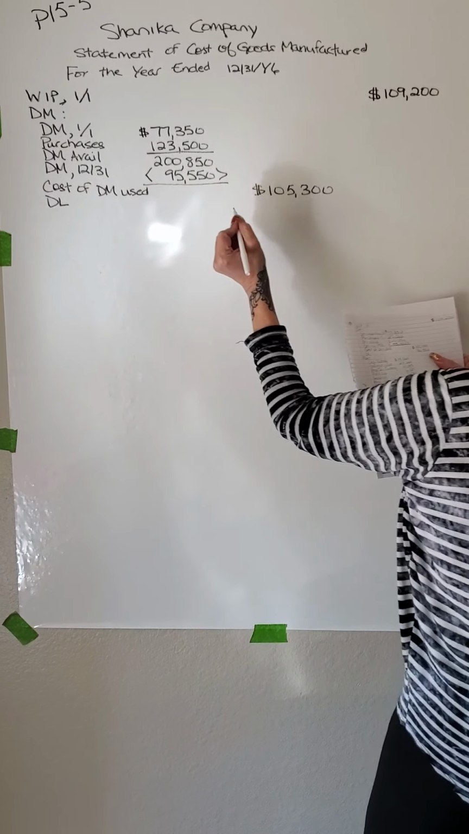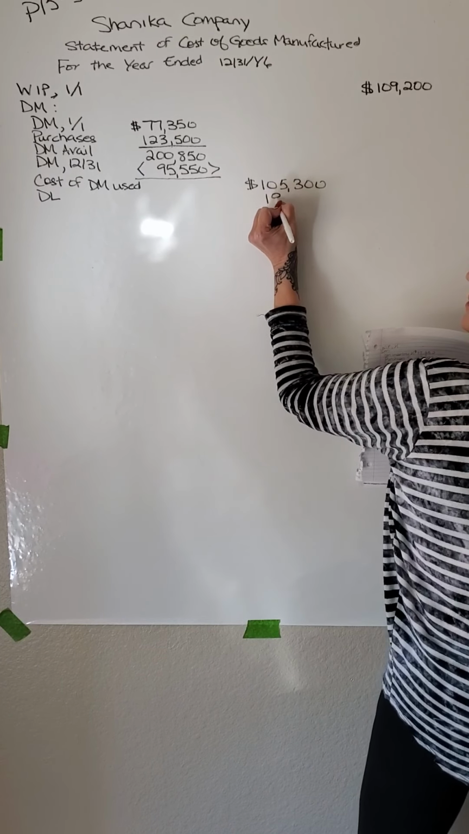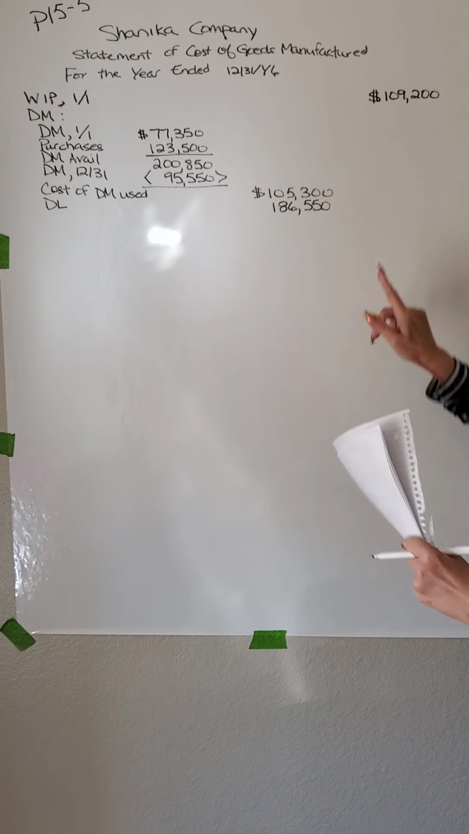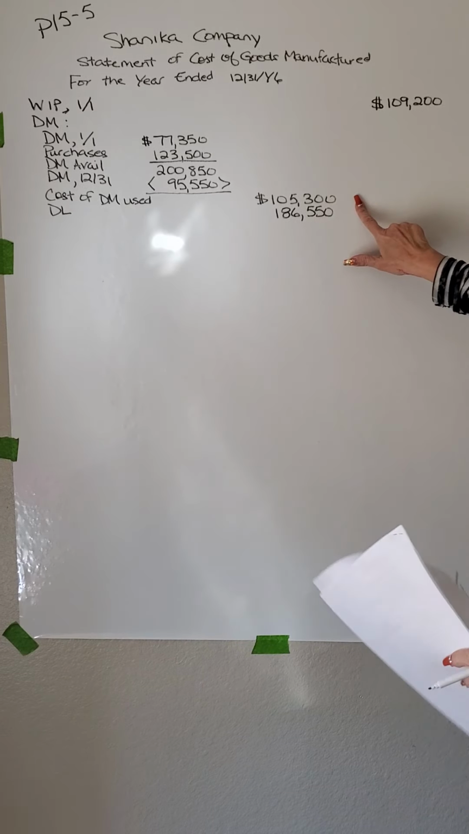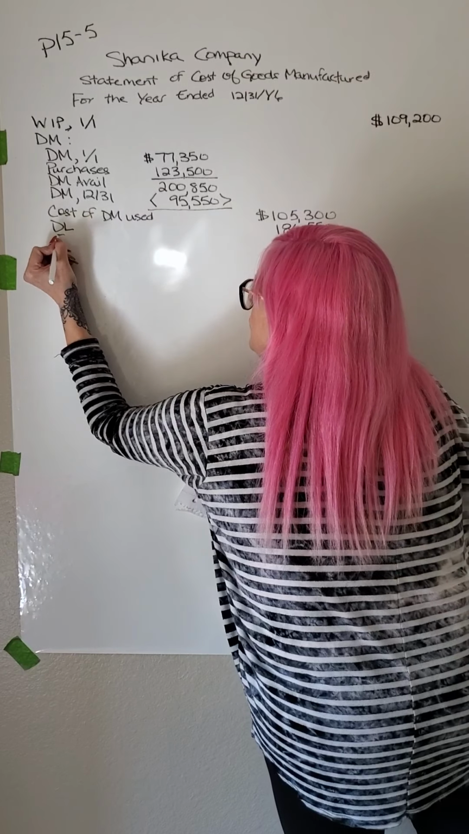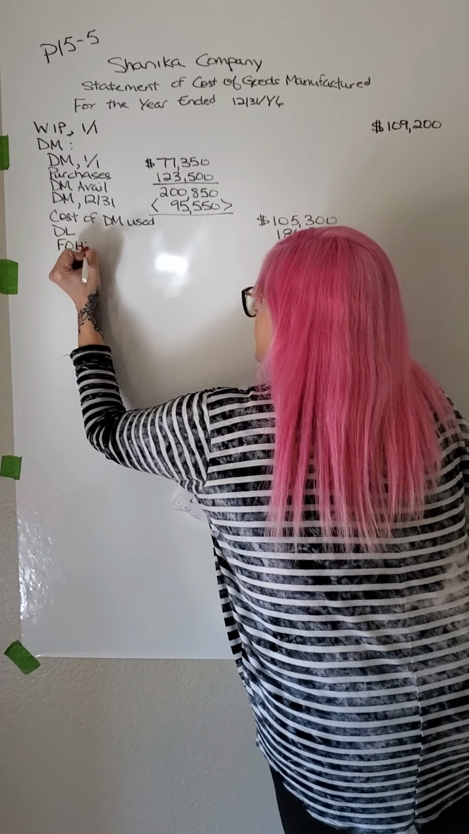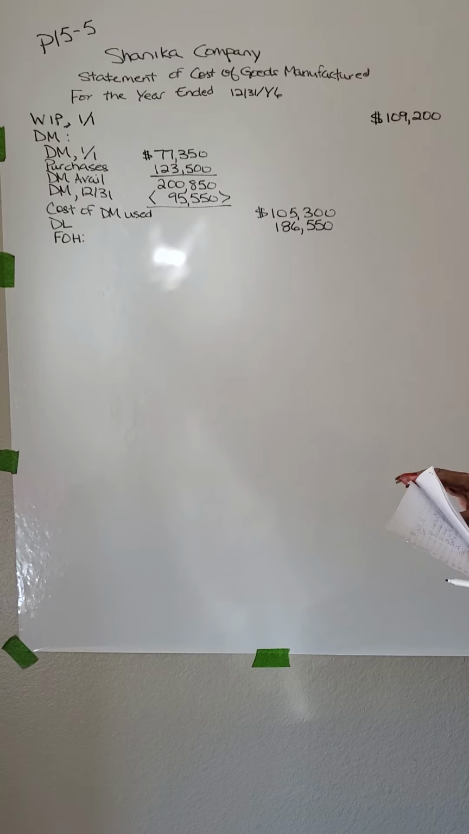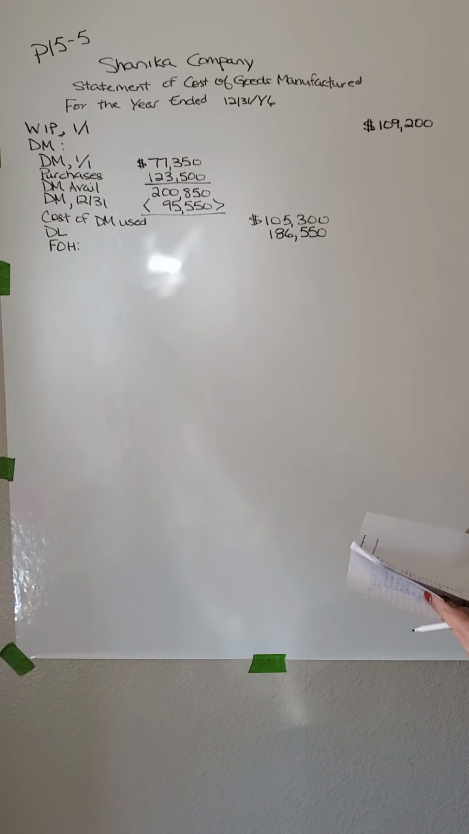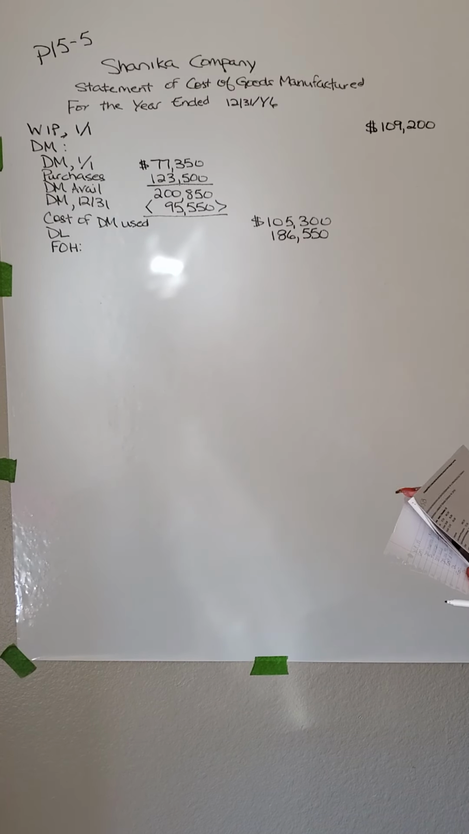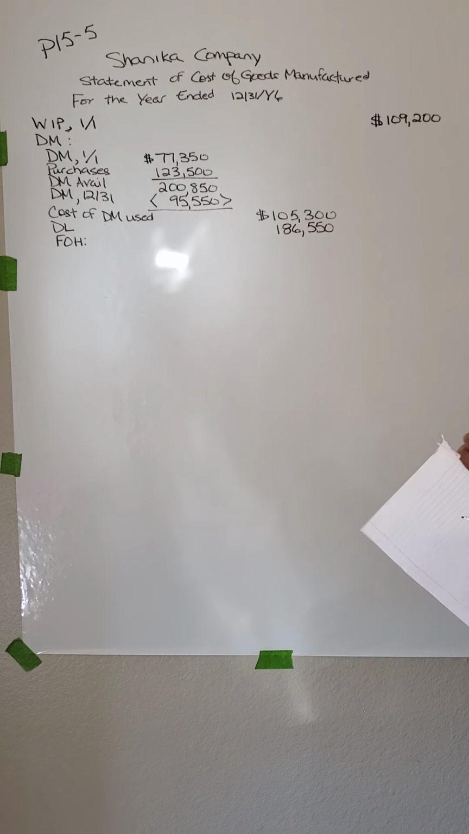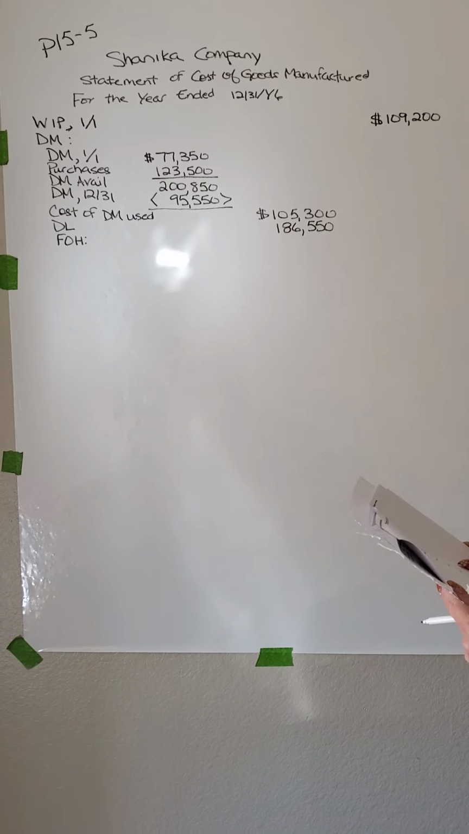The next step is we're going to put in our direct labor. They give us that in the problem. That's $186,550. So we've got two of our cost components, right? We've got direct materials, we've got direct labor. Now we have to do our factory overhead. And we're going to list those all out separately. I had mine out of order. And again, they'll go on this inner column.